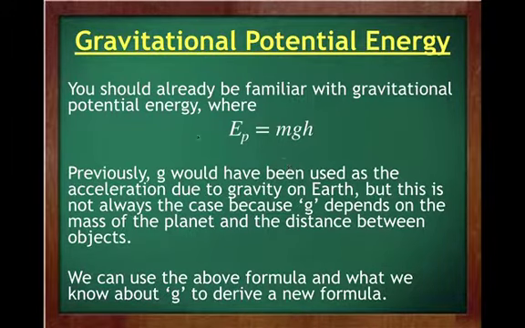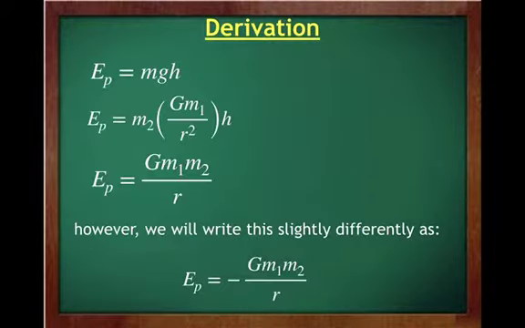When we're talking about the gravitational potential energy of things that are very, very far away, we need to think of this a little bit more in depth. So in this case, we're going to derive a new formula. This is where we're starting, with gravitational potential energy.